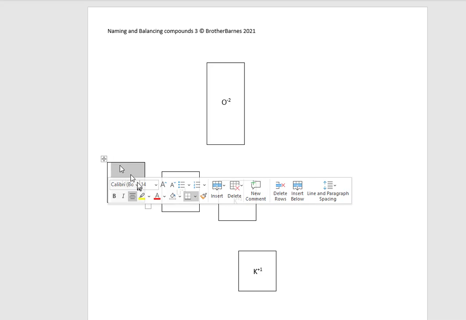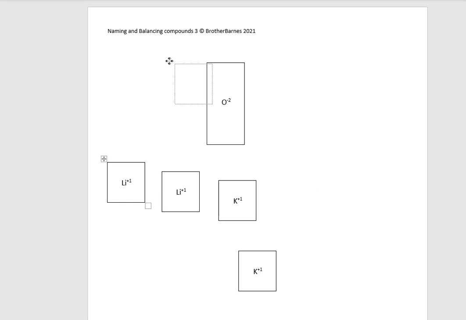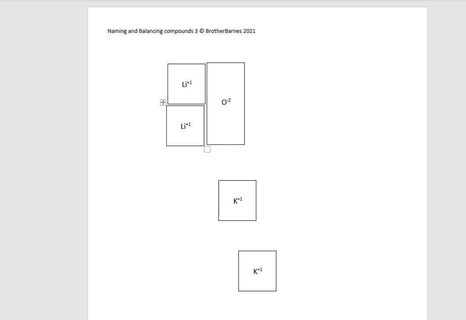Let's cut these out and paste this lithium here and this other lithium. Notice that it makes kind of a perfect square. Lithium ions are metals. Oxygen is a nonmetal, and this is ionic bonding.